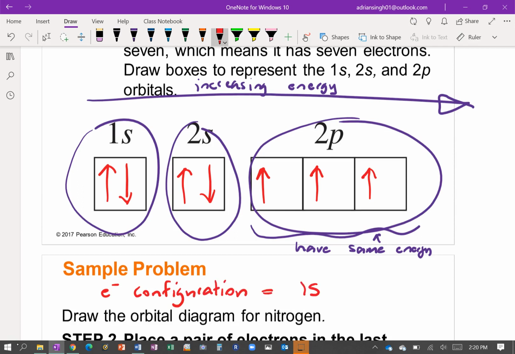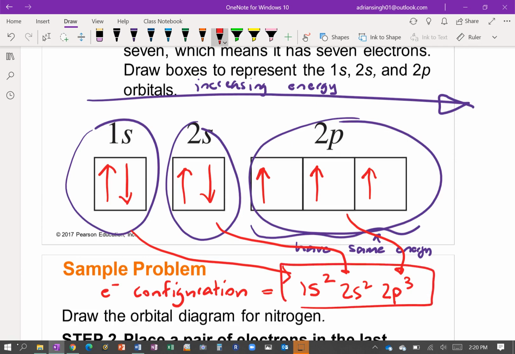So our electron configuration then will be 1s2, then 2s2, and then 2p3. All right, so that's your electron configuration. And then what's in yellow here, this is your orbital diagram, right? Because it shows all of the orbitals as boxes and the electrons as arrows.